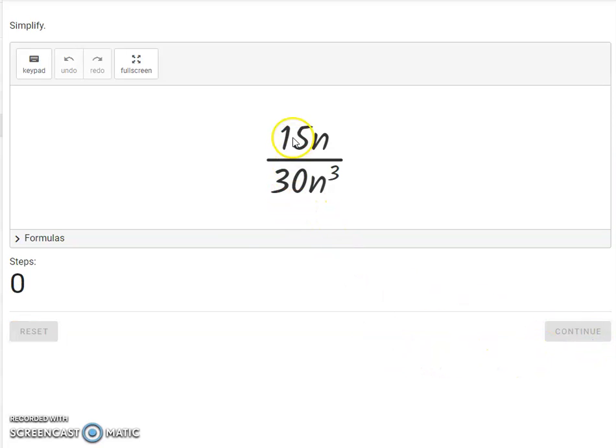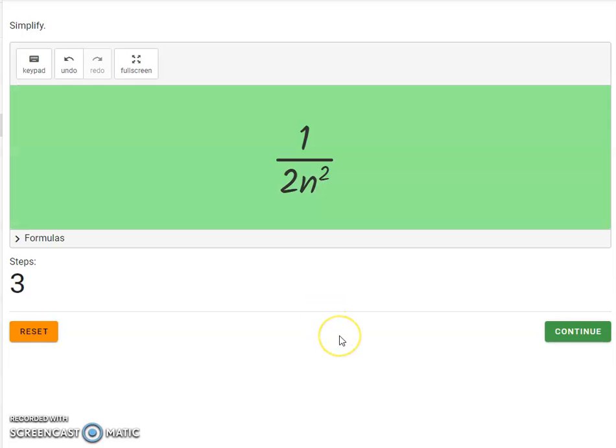So this problem here, again, we can take 15 divided by 30. So I'll put these on top of each other, I'll get half. And then this is a 1 and a 3, so if I put the n's on top of each other, it's going to do 1 minus 3, which is negative 2. And we want the exponents to be positive, so that means the n's belong in the denominator. So it becomes 1 over 2n squared.